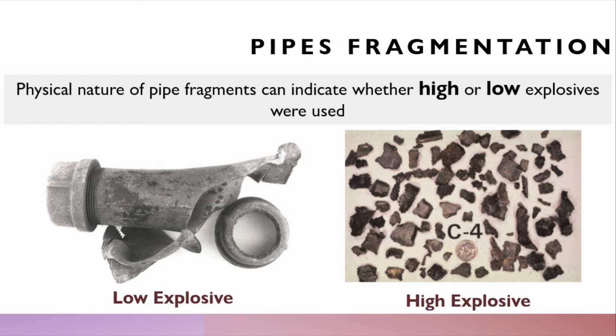So low explosive typically produces large pipe fragments, but the split line is not precise and it tends to split the pipes rather than shatter them. As we can see from the example, for low explosive, we can still see the shape of the pipe. But as for the high explosive, everything is shattered into tiny pieces.